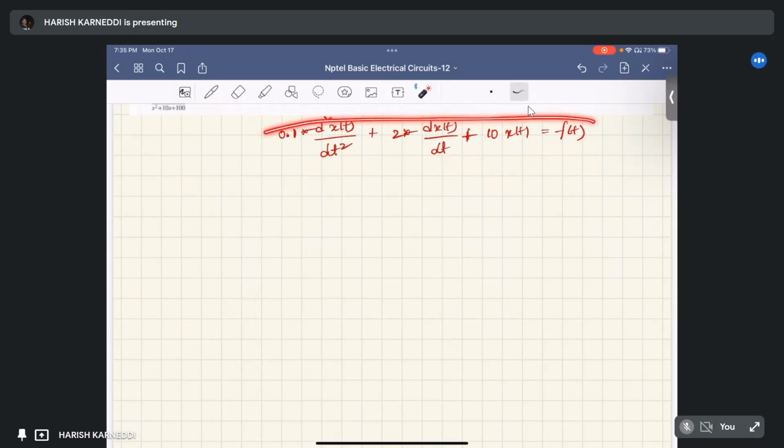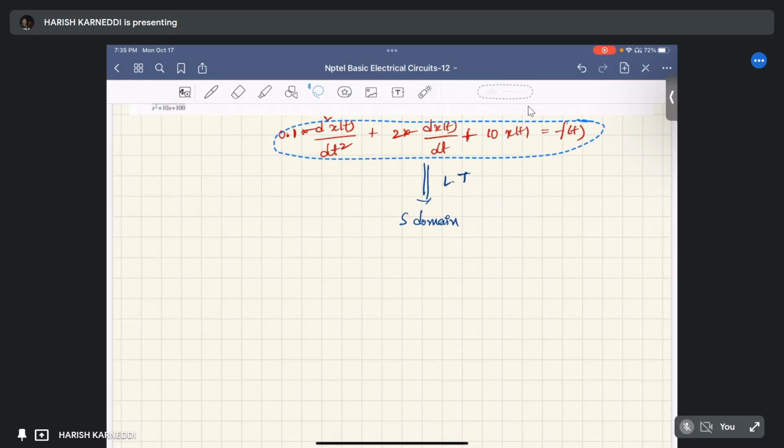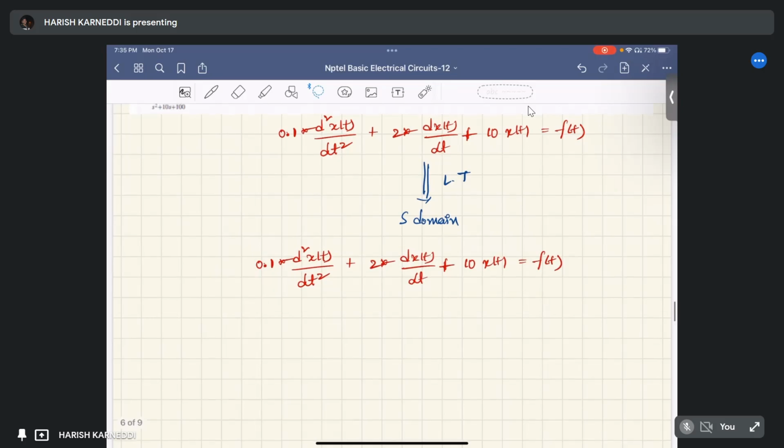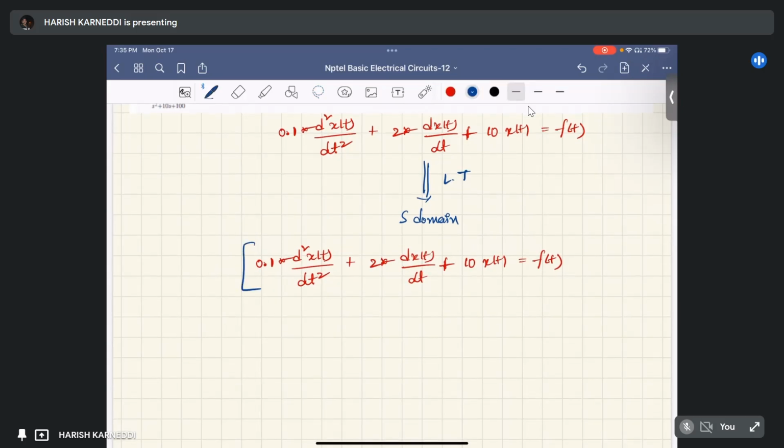So we need to find out the transfer function. We are converting this time domain equation into the S domain equation by applying the Laplace transformation on both the sides.